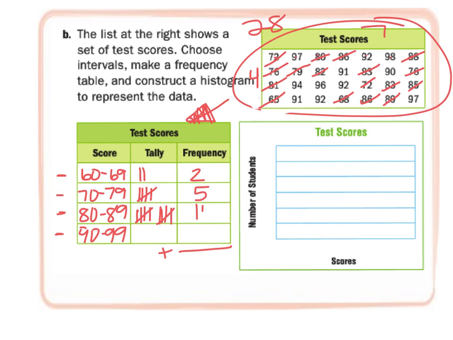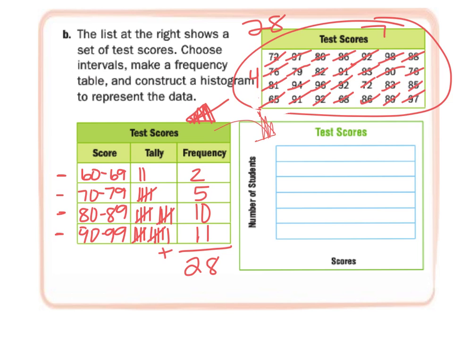Now I do my tallies and then the frequency and then the 90s. 1, 2, 3, 4, 5, 6, 7, 8, 9, 10, 11. Now that should all add up to 28. Yep, 28. Perfect. So then I need to transfer that information over to my histogram. So that's the whole point of why I did all this.